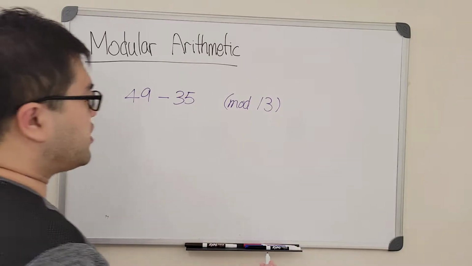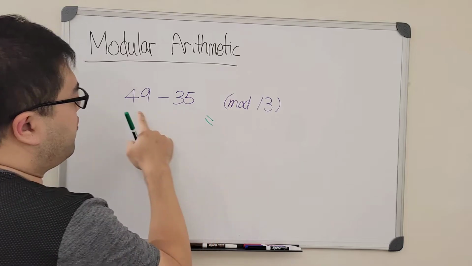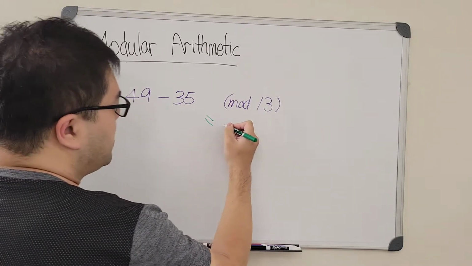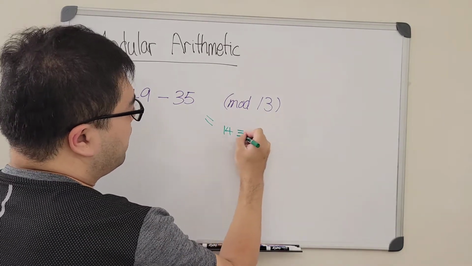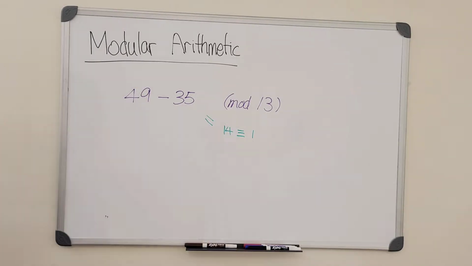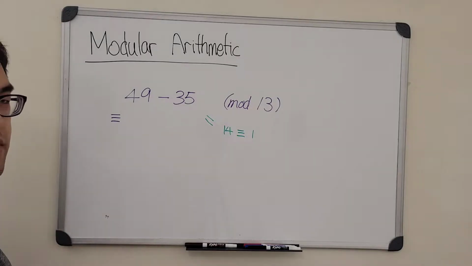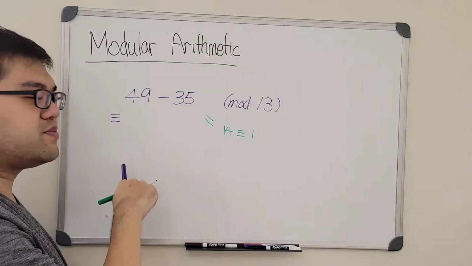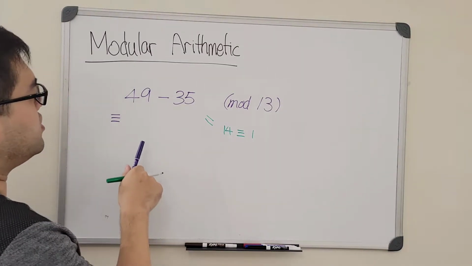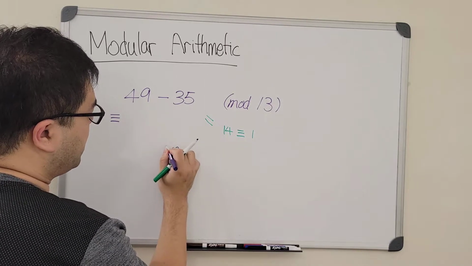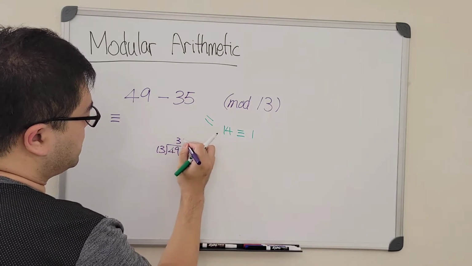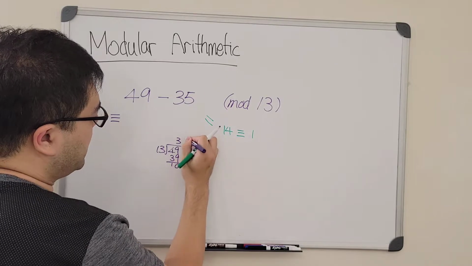Again, if we do the regular calculation, first we're going to subtract before we divide, we will end up with 14, and then you can find out that the remainder is 1 in modulo 13. If we use modular arithmetic to find out, we can reduce each one to something a lot smaller before we combine them back together. So we have 49 divided by 13 is going to give us 3 remainder 10.